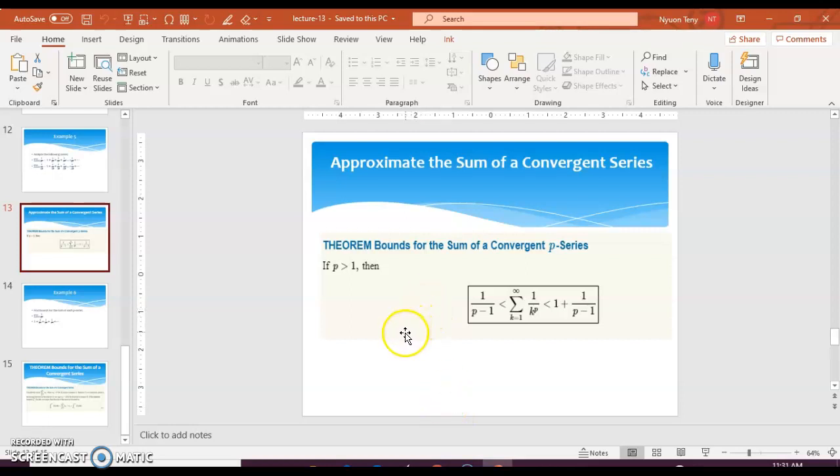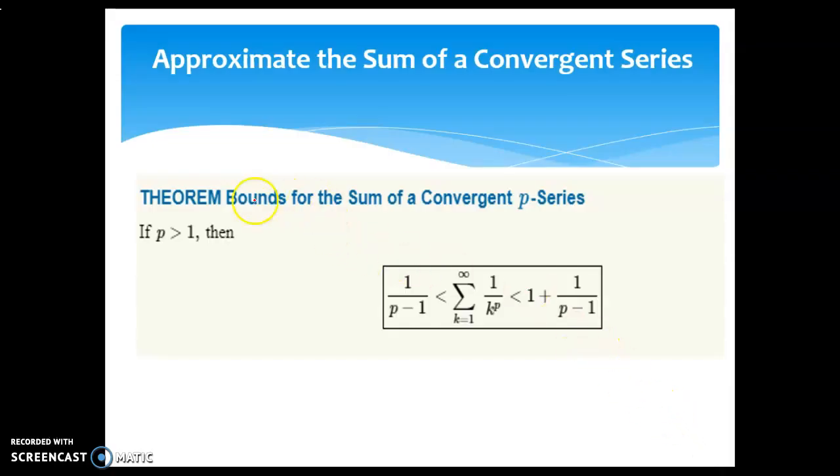Hello, welcome to the bound theorem. So if we have a P series with P greater than 1, that P series is going to be bounded between 1 plus 1 over P minus 1 and 1 over P minus 1.